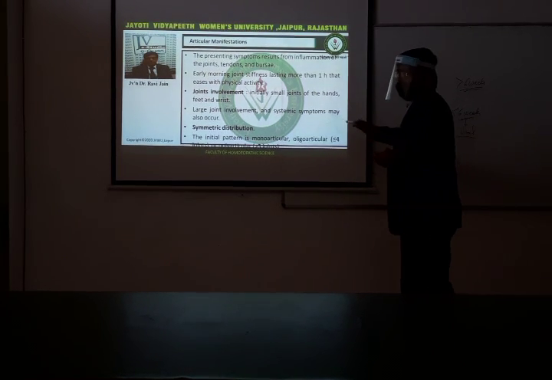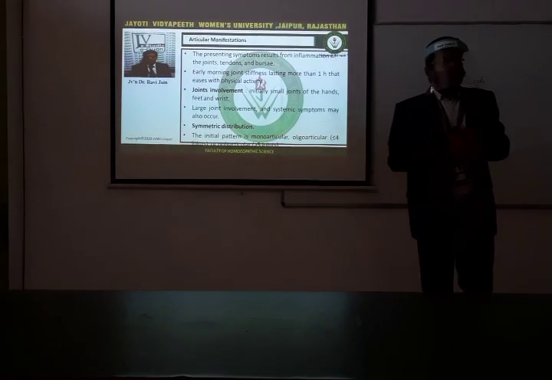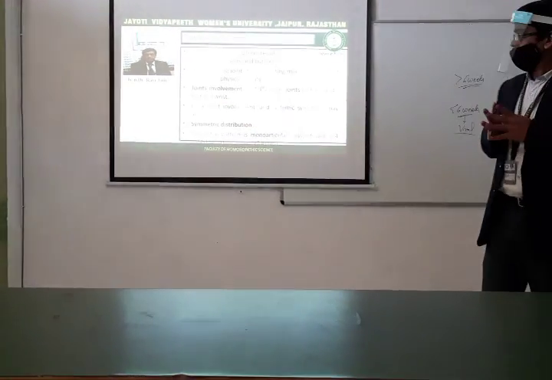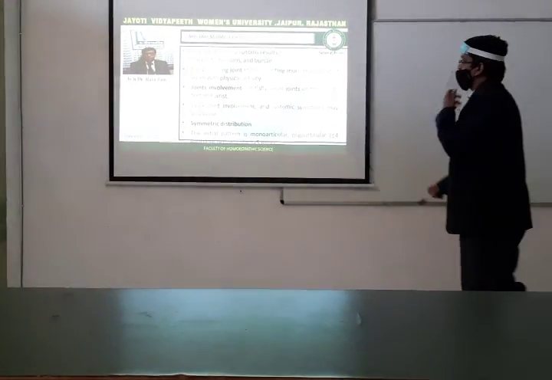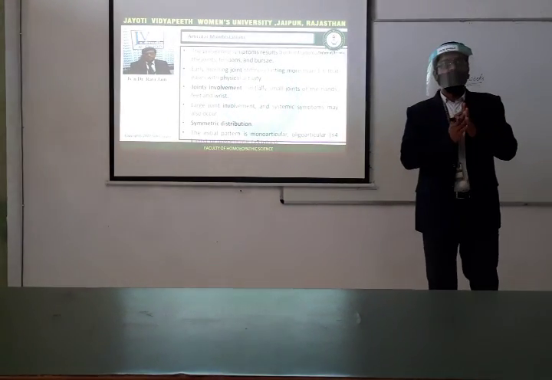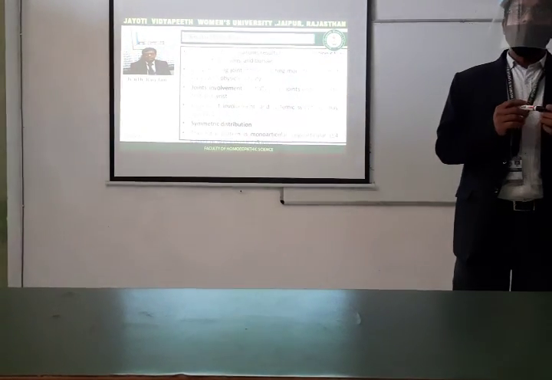Now, what kind of joint involvement is seen in case of rheumatoid arthritis? Smaller joints are involved, and bilaterally symmetrical joints are usually involved. Initially, small joints of the hand, feet and wrist are involved. So in the hands, feet and wrists, your smaller joints are involved initially.